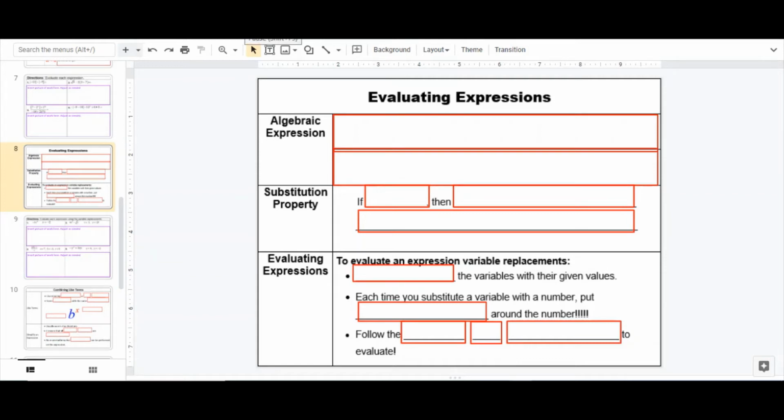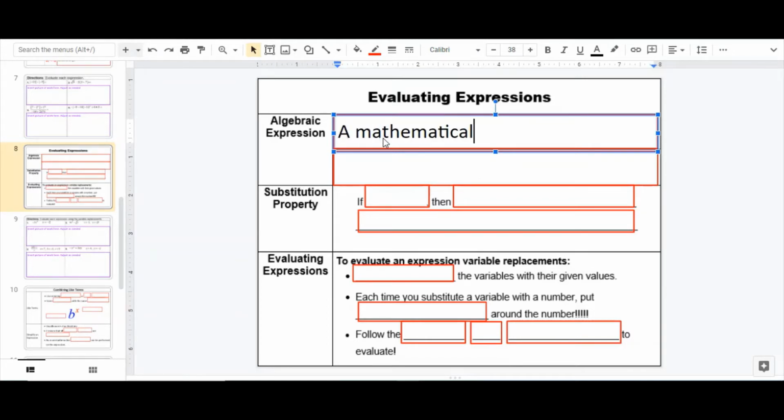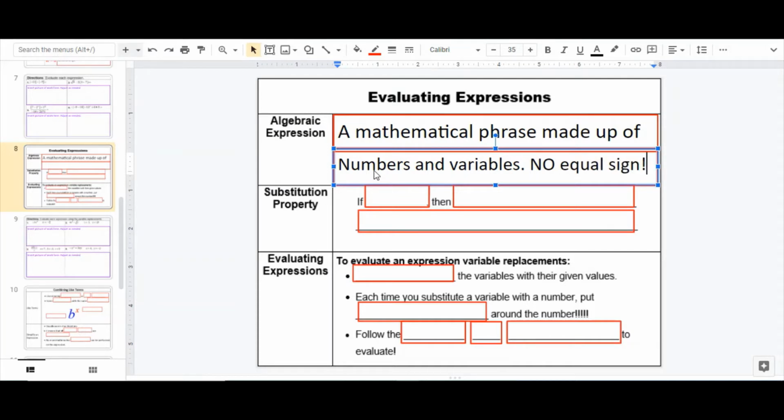We are on page 8 of the notebook, talking about evaluating expressions. So, some vocabulary. What is an algebraic expression? It is a mathematical phrase made up of numbers and variables. And importantly, no equal sign. So an expression has no equal sign. So for example, 2x plus 3 is an expression. If it says 2x plus 3 equals 10, then it becomes an equation because there's an equal sign.